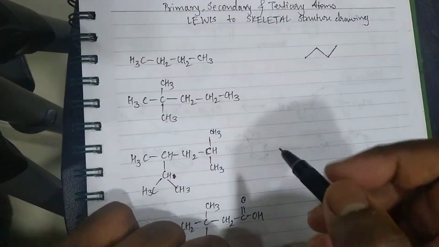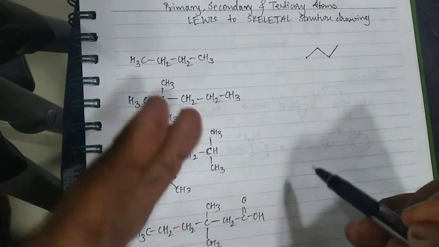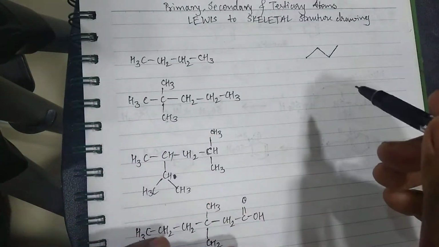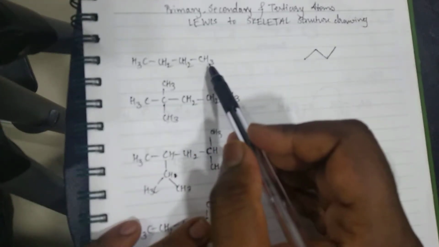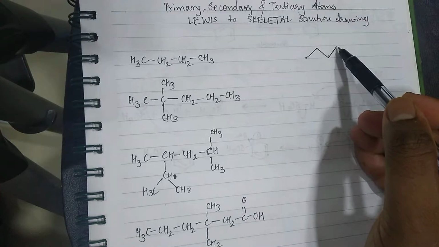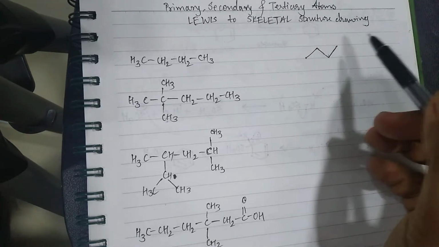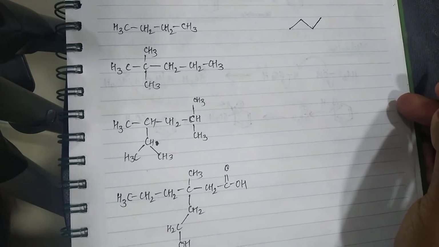Now let's move forward to the next structure. So the key thing here is to identify the longest chain and then to put the other branches if they are there. So here there are no branches. Always remember this starting point is CH3 and this starting point is CH3. Now there are some cases where these starting points are not CH3. I will be discussing those in the examples forward.